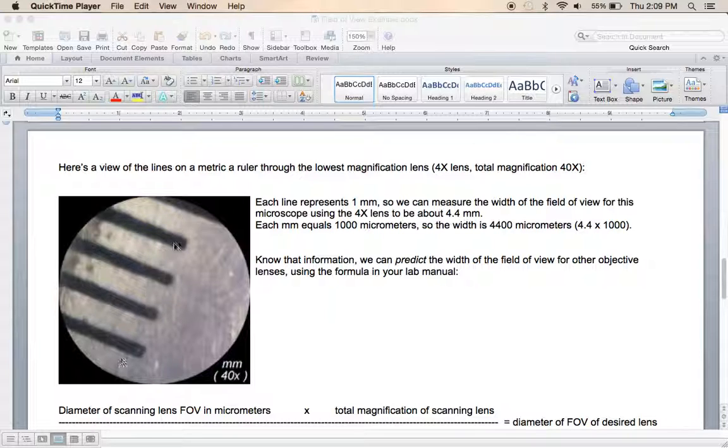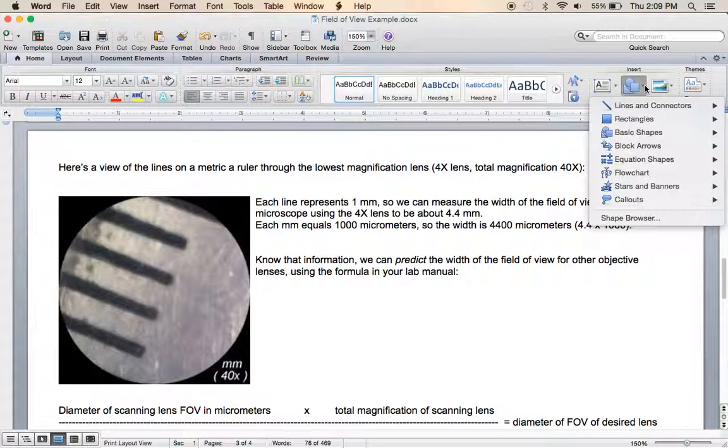So if we're measuring the width or the diameter of this field of view, we can say we've got 1, 2, 3, 4, and some change. So we basically got 4 millimeters, and we're going to say it's 4.4. That's the formula you're going to use for your lab. So the entire width of this field of view is 4.4 millimeters.